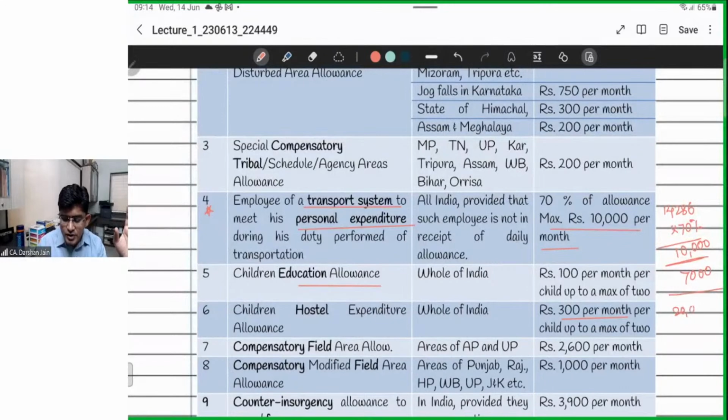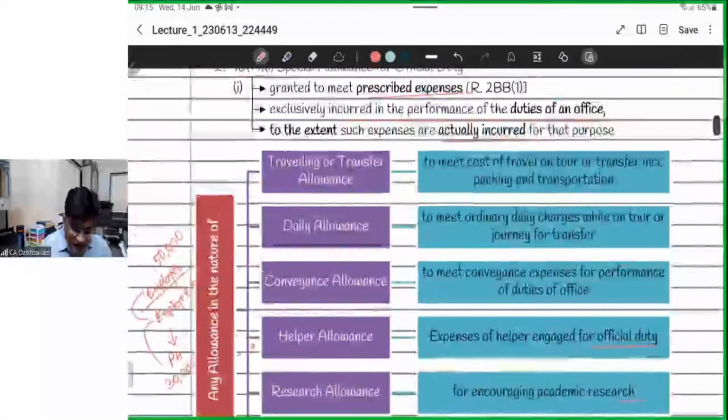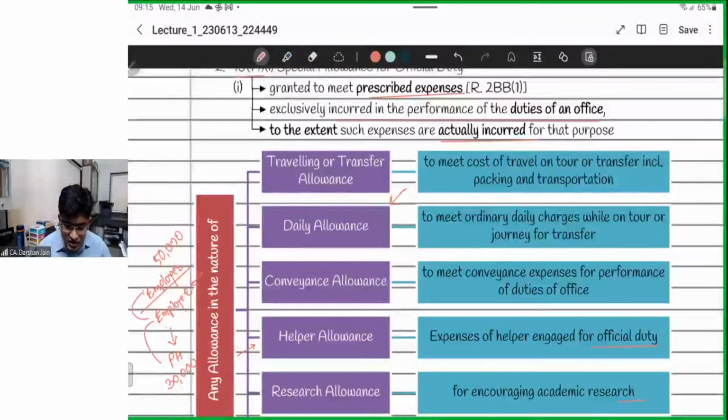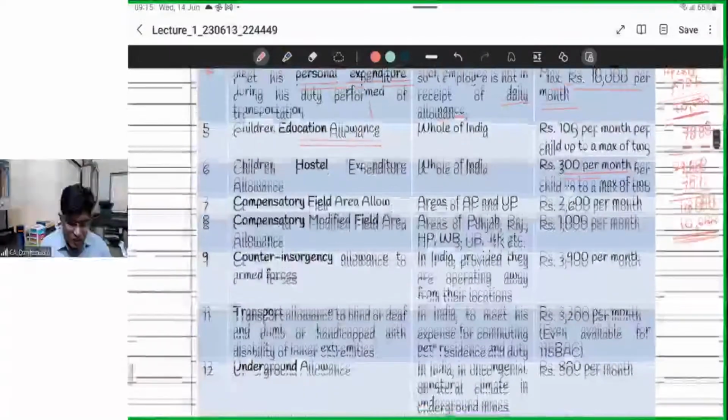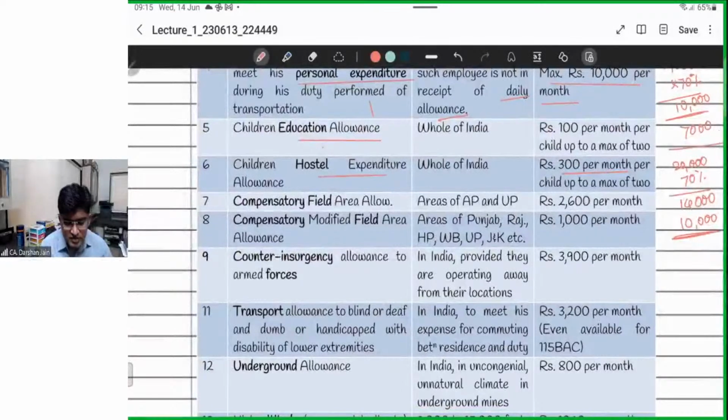So if a particular employee is getting 20,000 rupees, he's in the transport system, railways or airlines, and he's getting 20,000 rupees. In that case, 70% of this would be 14,000. However, the exemption would be restricted to 10,000. So maximum exemption 10,000. This particular allowance is exempt only if the employee is not in receipt of daily allowance, the bhatta that I was talking of. If the employee is already in receipt of daily allowance, see, look here, we have already considered daily allowance. If he receives daily allowance, then there is no question of again giving an exemption here to an employee of transport system.